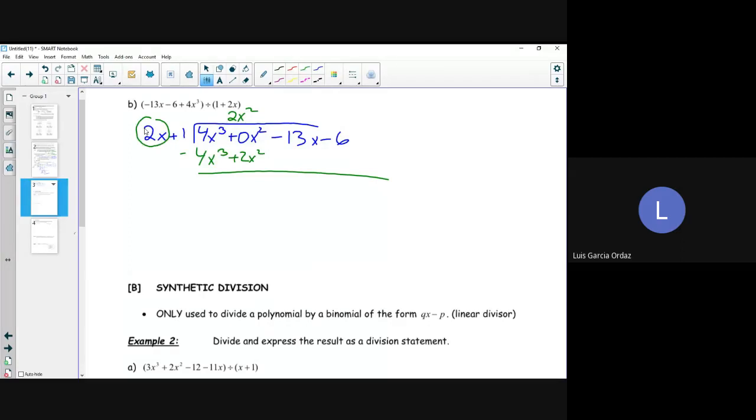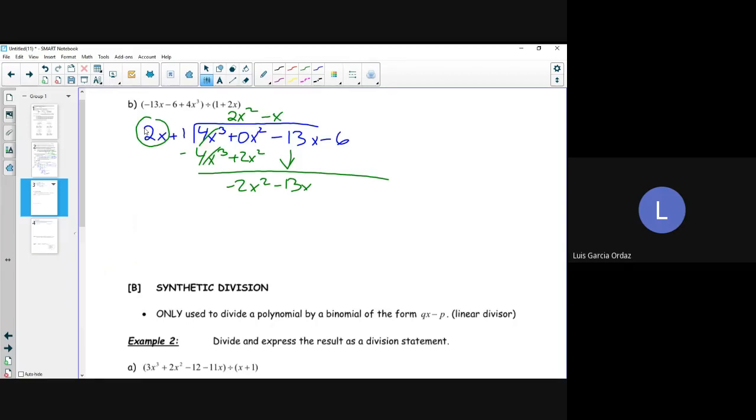You can long divide with the trinomial. It's possible. It'll make the long division shorter, because you have more variables in the divisor. So these cancel out. What's 0x squared minus positive 2x squared? Negative 2x squared. Remember, minus. Bring the 13x, negative 13x down. Okay, so this one's pretty easy. What do you multiply 2x by to get negative 2x squared? Negative x.